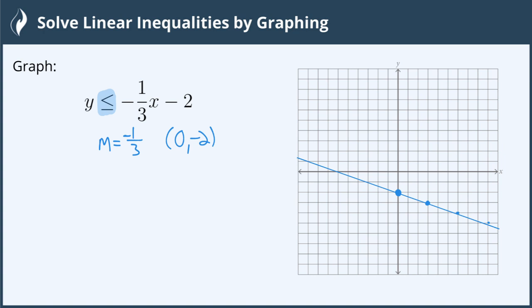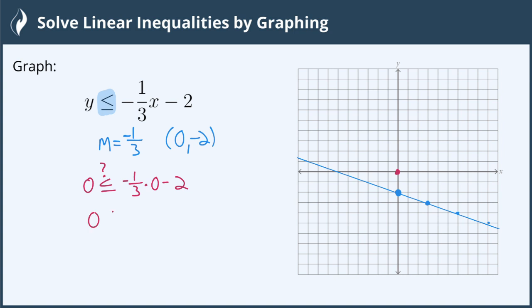Then we're going to use a test point. We want to use any point that's not on the line. I usually pick (0, 0) because plugging in zeros is the easiest thing to plug in. We're going to plug it into the original inequality and see, is it true? So if I plug in 0 for the y and 0 for the x, I'm going to get 0 is less than or equal to -1/3 times 0 minus 2.